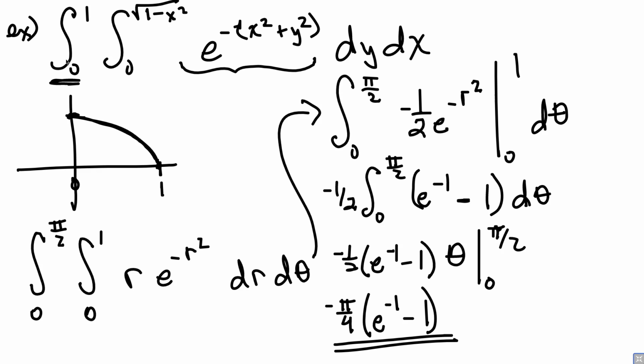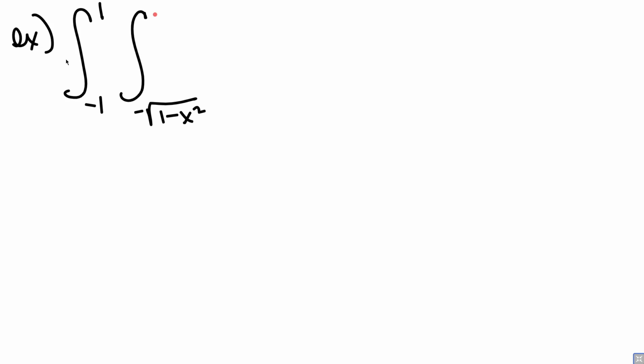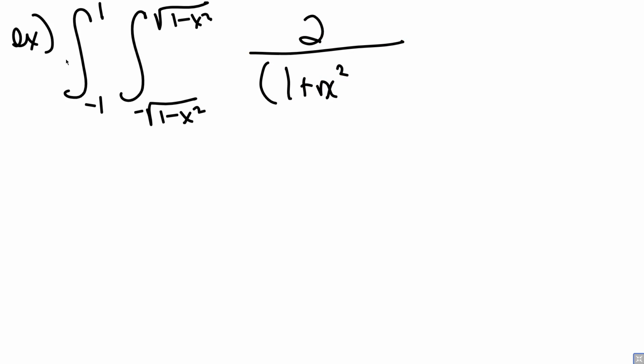All right, so we've got two more problems. Let's take a look at the fifth example. So here we've got the integral from -1 to 1. Then we've got the integral from negative square root of 1 minus x squared to the square root of 1 minus x squared. And then we're working with 2 over 1 plus x squared plus y squared, squared, dy dx.